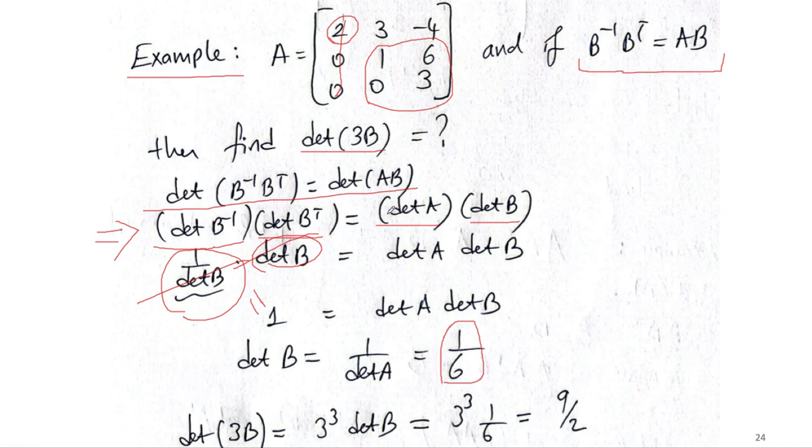And what we are trying to do is calculate the determinant of 3 times B. But A and B are 3 by 3 matrices. So we can factor out this 3 from each column. So that gives us 3 to the third power times determinant of B. And just now, determinant of B we plug in as 1 over 6. So that gives us 9 over 2 as the final result for this expression, determinant of 3 times B.